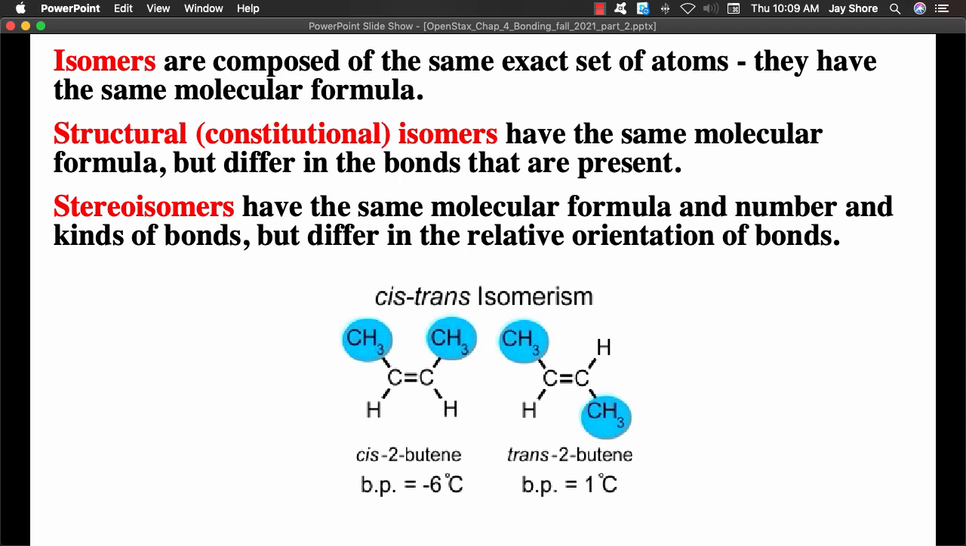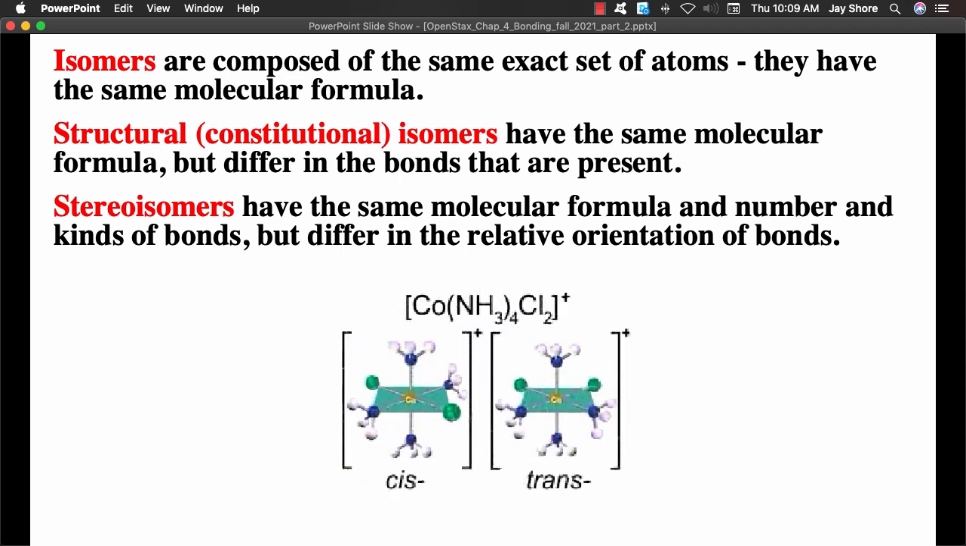Because rotation does not occur readily about the carbon-carbon double bond, cis and trans 2-butene are distinct compounds with differing physical properties such as boiling point. Cis-trans isomerism also exists in coordination chemistry, as in this example of cis and trans tetraamminedichlorocobalt(III) ion.